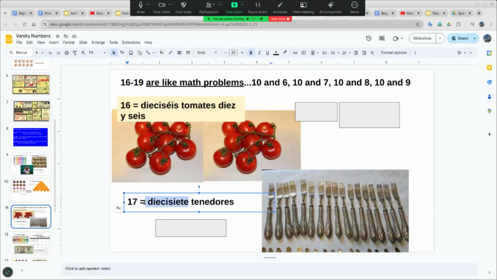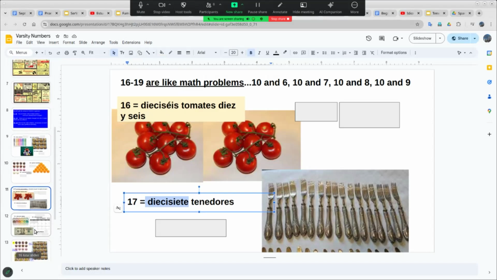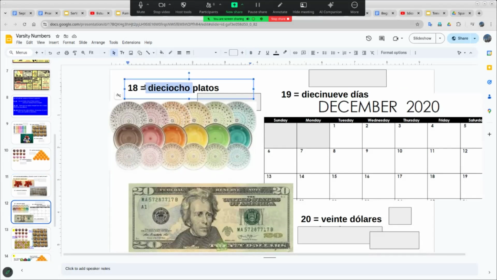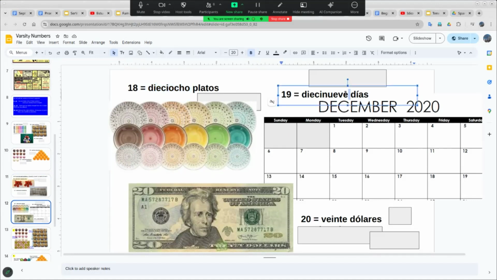17. 10 and 7, literally. Here's our 10 and 8. 18. Here's our 10 and 9. 19. And we have to smile at the end.